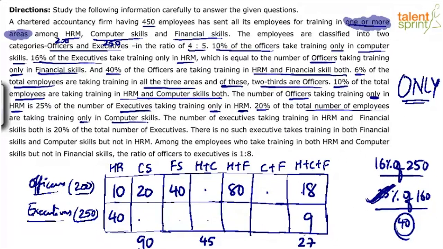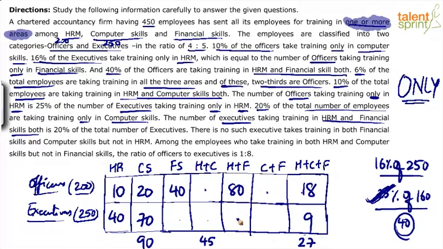Now 90 employees are taking training only in computer skills. I know that number of officers taking training only in computer skills is 20. So obviously the remaining should be 70, because 20 plus 70, 90 has to be balanced. So this is how you fill the gaps. Next point, number of executives taking training in HRM and financial skills both. HRM and financial skills both, this part. He's talking about this cell now, right?